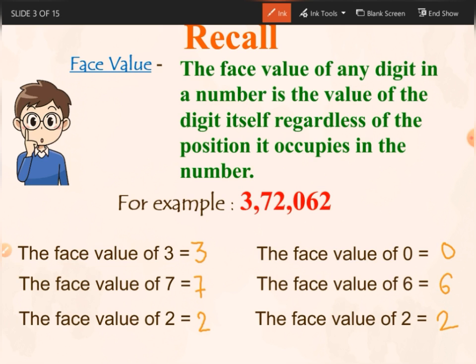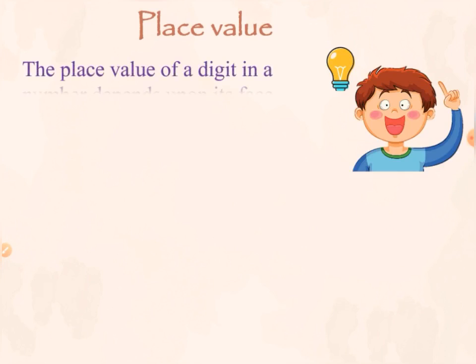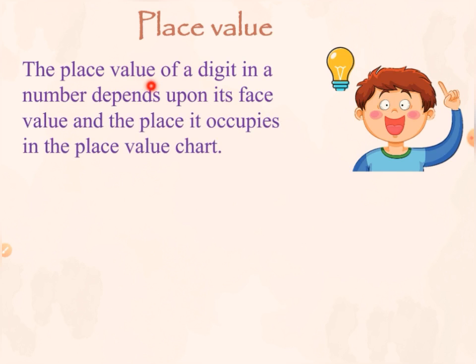Okay children? Another topic which you learned was place value. So what is place value? The place value of a digit in a number depends upon its face value and the place it occupies in a place value chart. What does it mean? That if you have to find the place value of any digit, you have to multiply the face value with the place it occupies. Let us understand it clearly with one example.